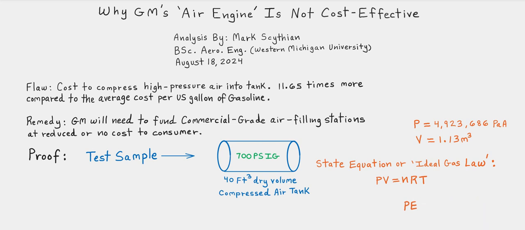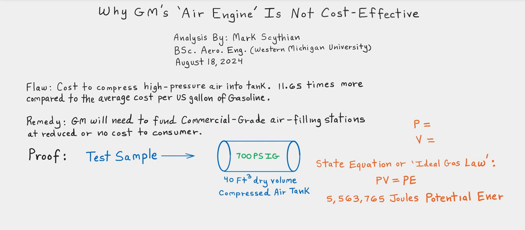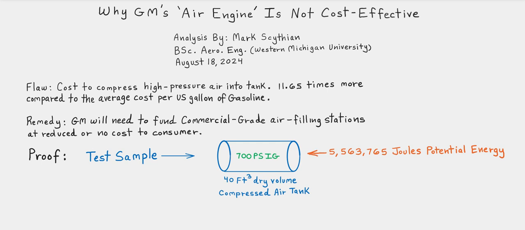measured in joules. So we'll replace the nRT with potential energy. Next, we'll just find the product value of the P times the V. So the given tank has a potential energy of 5.563 megajoules, or 5,563,765 joules of potential energy, or 4.091 million foot-pounds of potential energy.